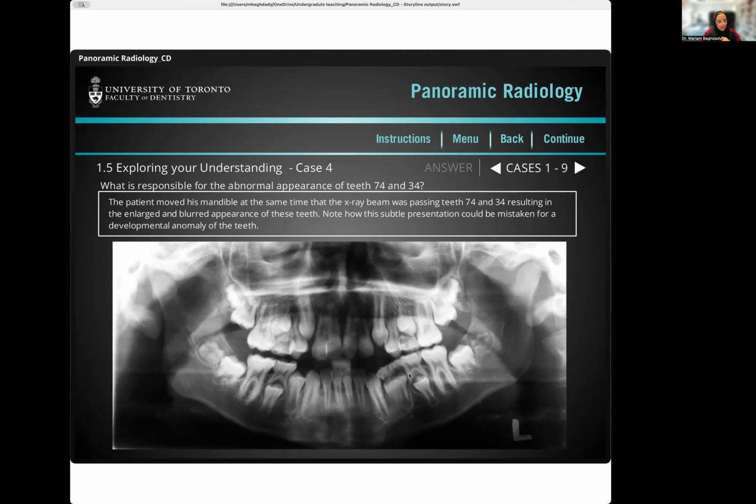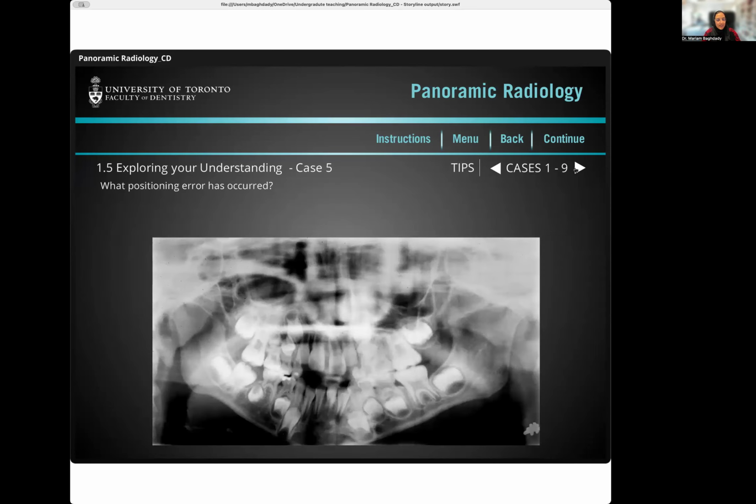So whenever you're looking at cases like this, I know they retook a pan, but the easiest thing to do here is to take a periapical here and make sure. And if everything goes back to normal, you know that it's movement. Okay. All right.